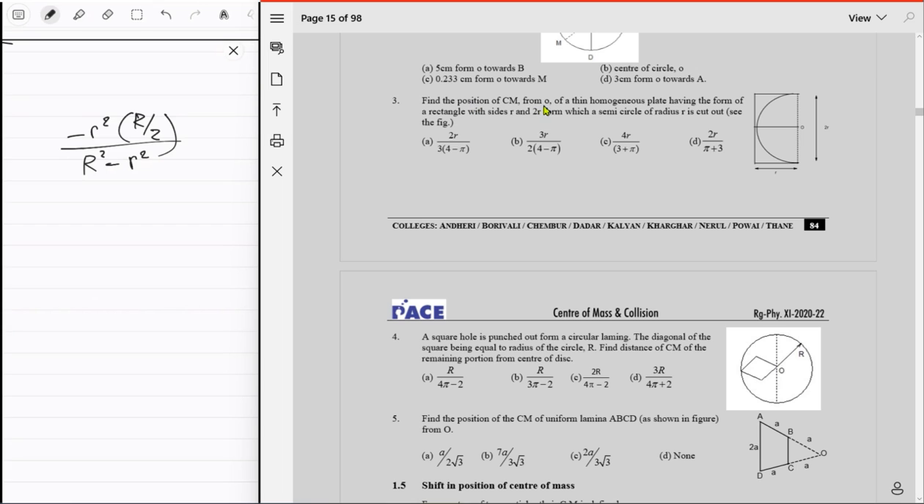Find the position of the center of mass from O of a thin homogeneous plate having the form of a rectangle of sides R and 2R, from which a semicircle of smaller radius is cut out. Wait, what? From which a semicircle? So this is cut out, and this was initially just a thin homogeneous plate, right? So this was cut out, right? That's a nice question. Let's actually solve this thing.